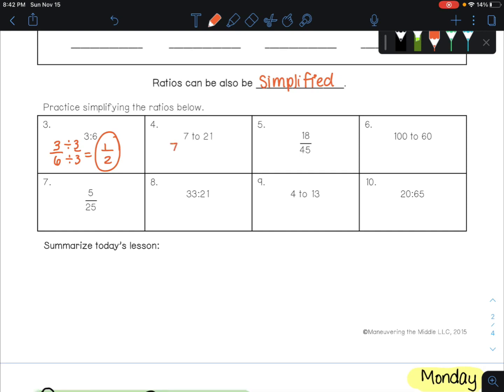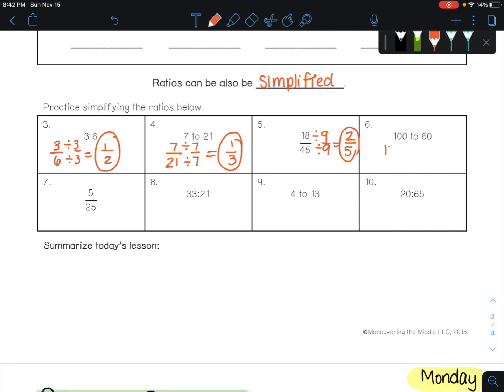7 to 21, I'm going to again write it as a fraction. I know 7 goes into both, so I can divide top and bottom by 7, and I get 1 over 3. For number 5, it's already a fraction. I'm going to try 9. So if I divide by 9 over 9, I got 2 over 5, and it's simplified.